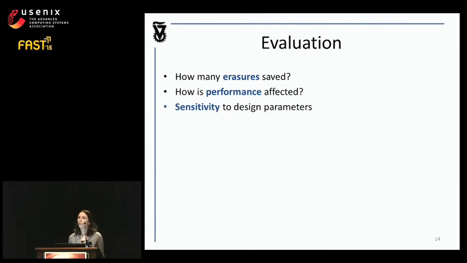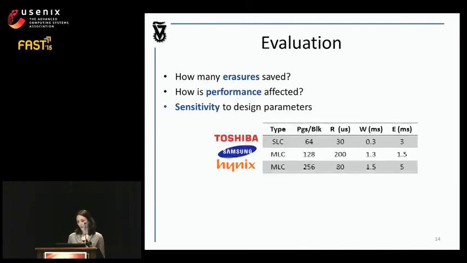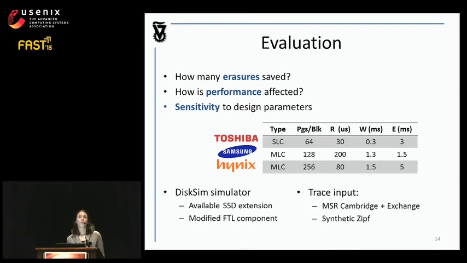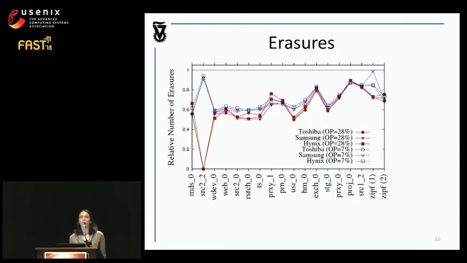Okay, so in our evaluation, we wanted to answer several questions. We wanted to know how many erasures are actually saved in practice. We wanted to know how performance is affected, and we wanted to know how sensitive our design is to the various parameters. So we used characteristics from 3 different flash manufacturers. They have different page sizes, read, write, and erase latencies. And we feed them into the DiskSim simulator. We used the SSD extension from Microsoft, and we modified only the FTL component, nothing else. We used trace input from the MSR Cambridge and the Exchange workloads that are available through SNIA, and a couple of synthetic ZIF traces. So let's start with the erasures. The x-axis here are the different traces.